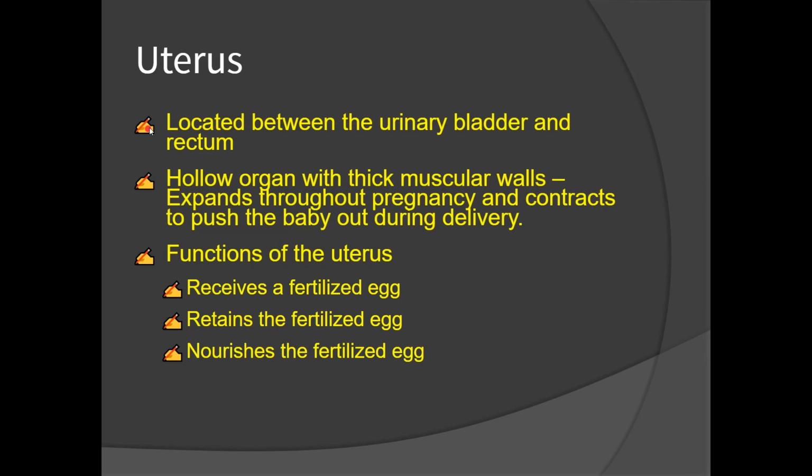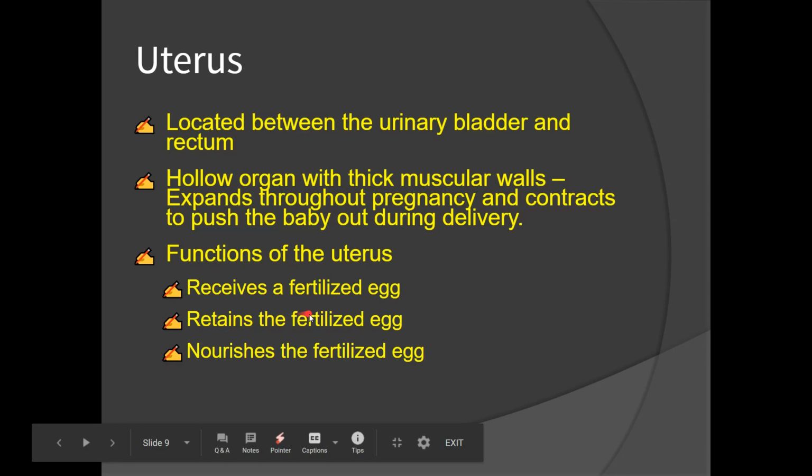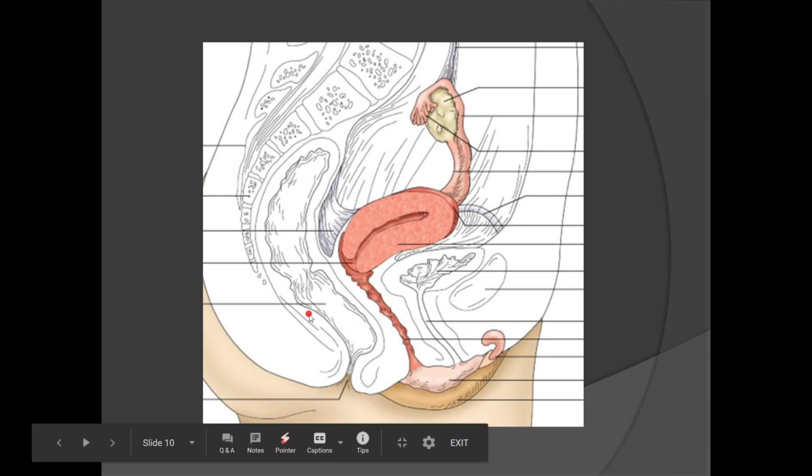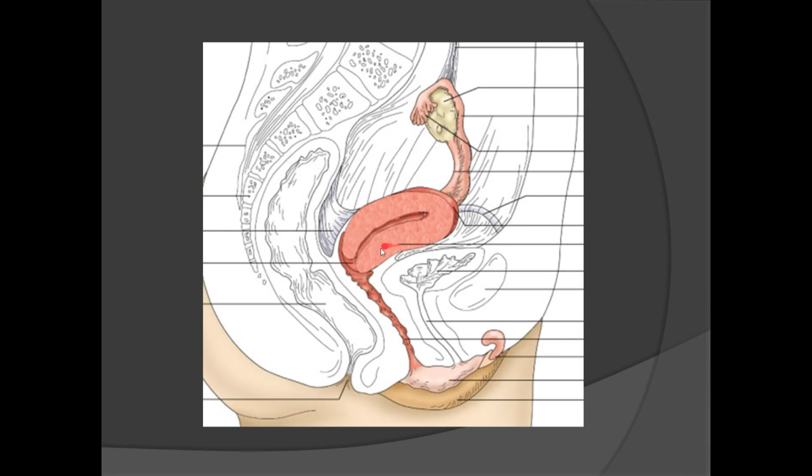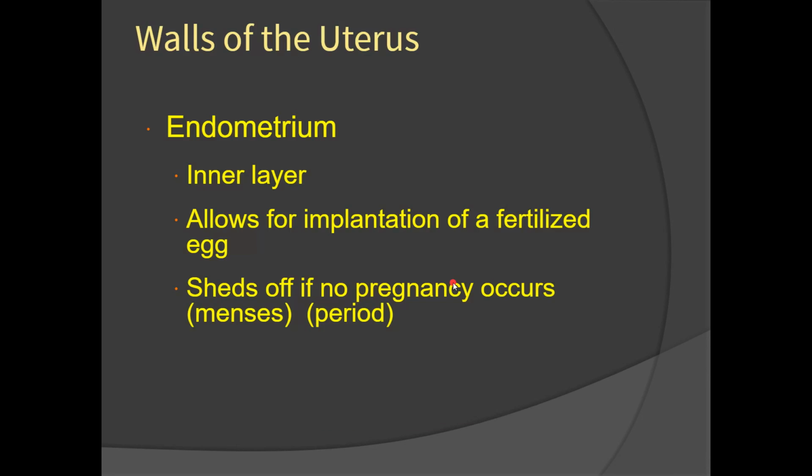The uterus is located between the urinary bladder and the rectum, is a hollow organ with a thick muscular wall, which expands through pregnancy and contracts to push the baby out during delivery. The functions of the uterus are to receive, to retain, and to nourish the fertilized egg. Okay, so here is the uterus between the rectum and the bladder.